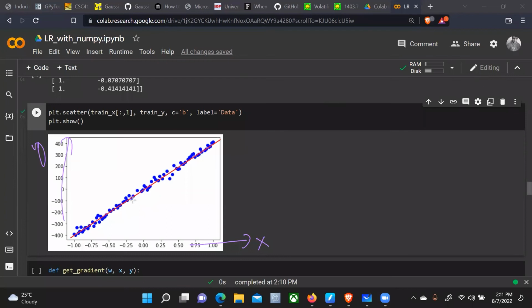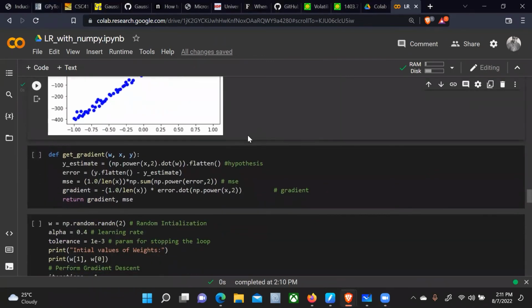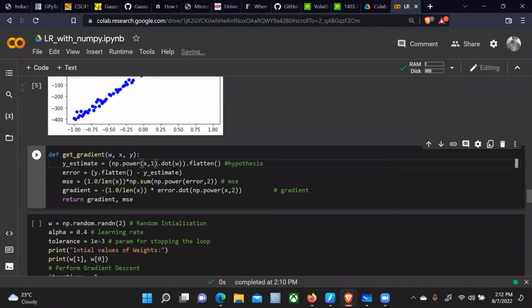There would be some errors. We will not be able to minimize all the errors. Not possible. But we'll be able to minimize those errors as much as possible. That's the plan. So I'm going to use our knowledge about gradient descent. I just need to change one or two things, and then run this.